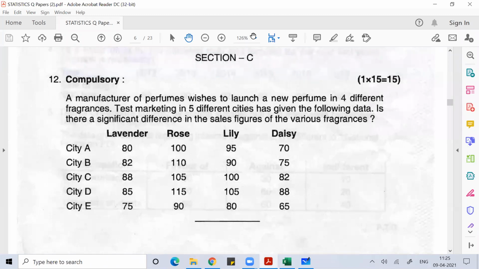Here the degree of freedom of numerator, the formula for that is k minus 1, where k is the number of groups. You can see we are doing analysis based on fragrances. There are 4 types of fragrances, so the number of groups will be 4. K will be 4. Based on this, we'll find the degree of freedom of numerator and the degree of freedom of denominator, and at 5% level of significance we'll perform this test. This is what we call ANOVA. Any doubt, anyone?